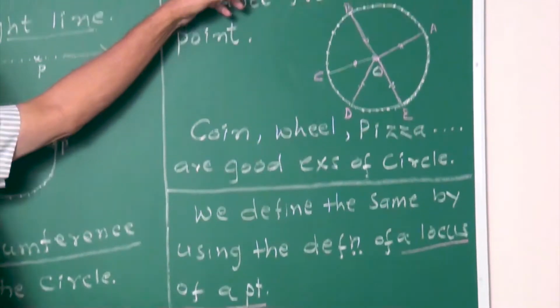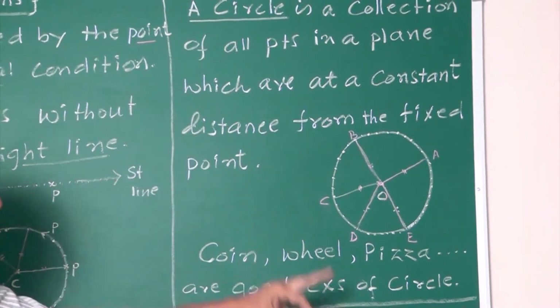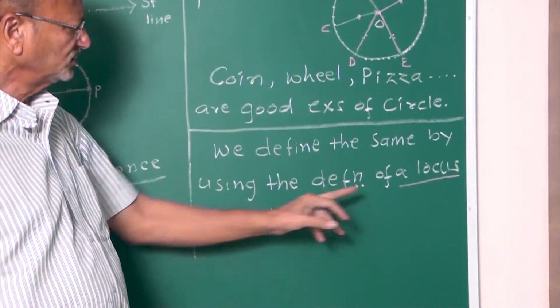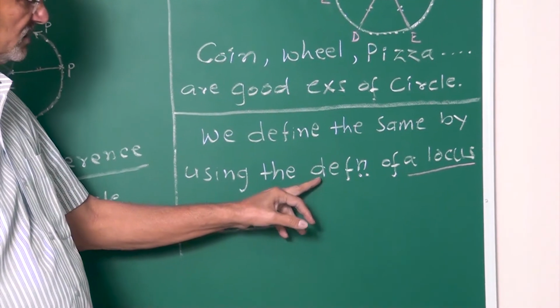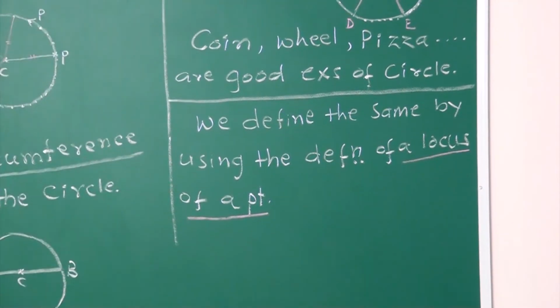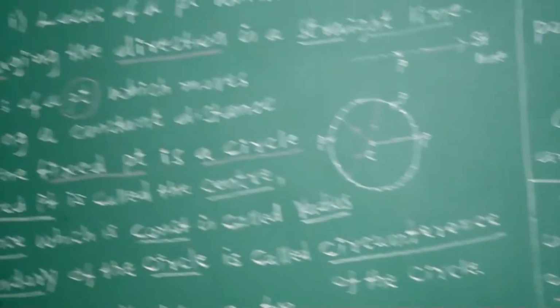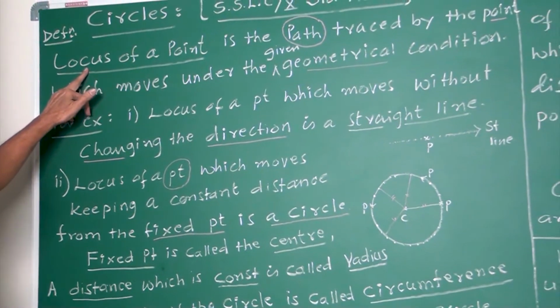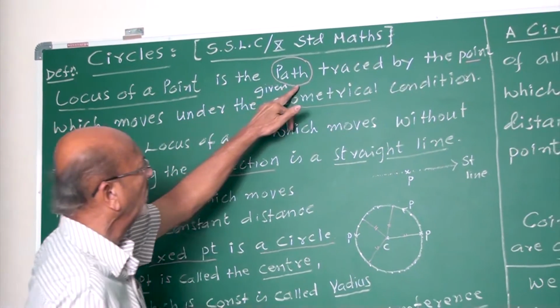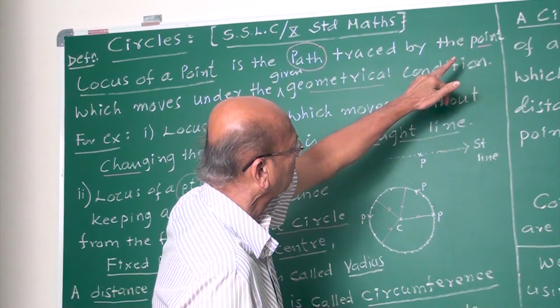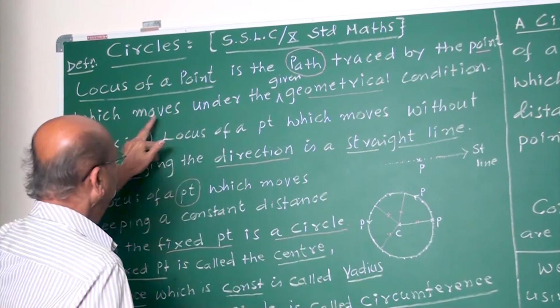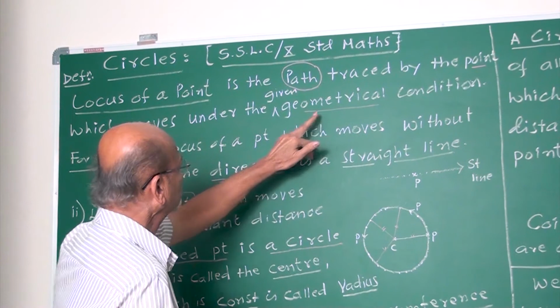I define the same definition of a circle by using what? Locus of a point, by using the definition of a locus of a point. Yes, this is the definition of a locus of a point. Locus of a point is the path traced by the point which moves under the given geometrical condition.